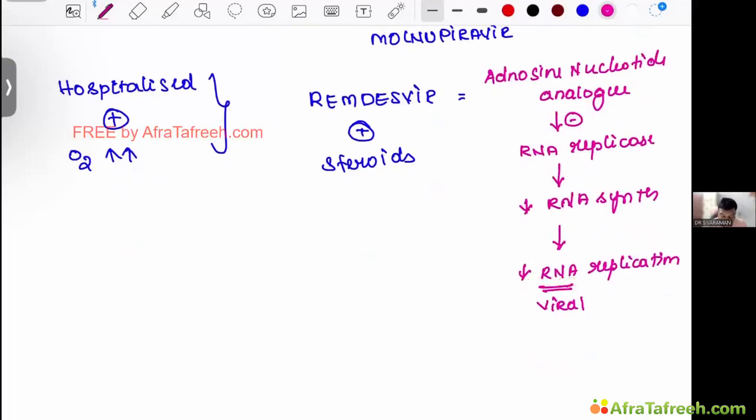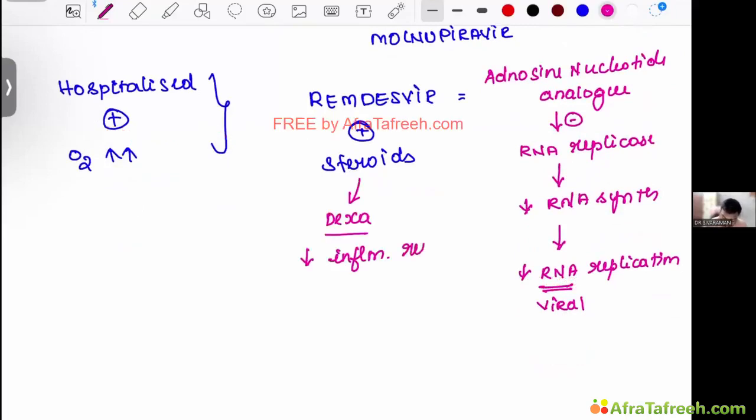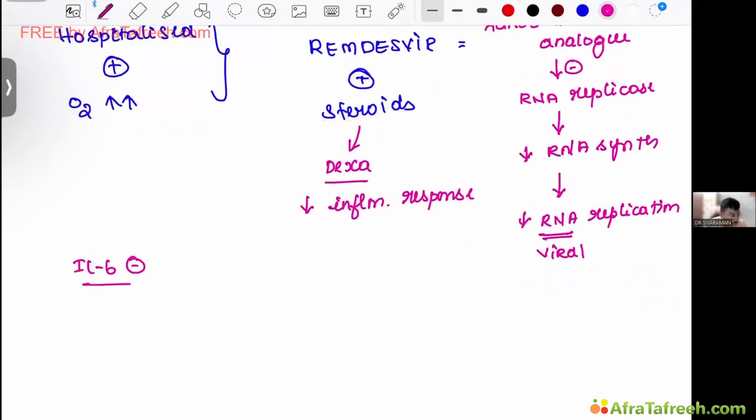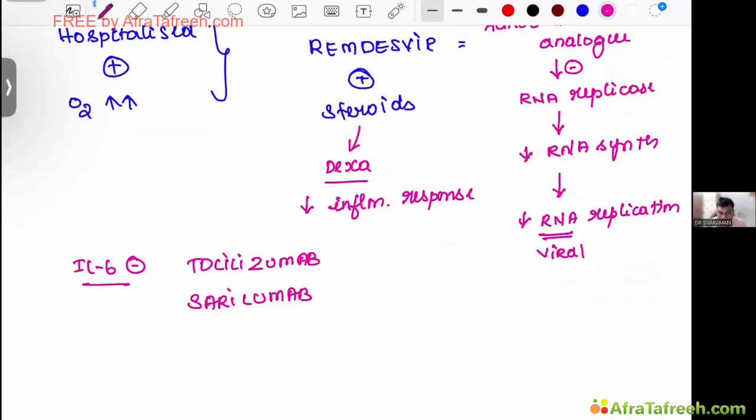And what will DEXA do? Steroids, DEXA will decrease the inflammatory response. Then next, you can use a drug which is going to inhibit interleukin 6. The drug to be used is tocilizumab. You can also use sarilumab. These are drugs which decrease interleukin 6, thereby decreasing the cytokine storm, or cytokine response.